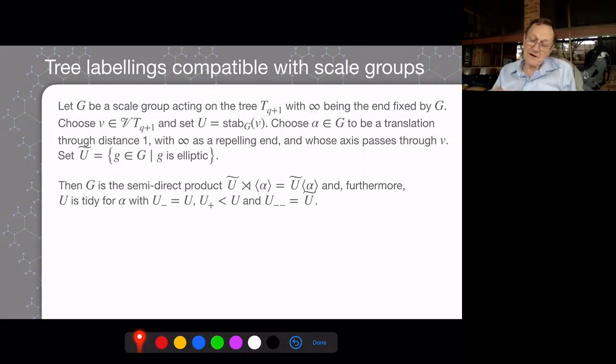Now, there is a translation of the tree that is contained in our group G. This is a consequence of the transitivity of the scale group on the vertices. There is some translation that goes through distance 1, and that has alpha as a repelling end. So we'll choose such an alpha, and then we'll choose some vertex V whose axis passes through V, or some vertex that lies on the axis. And then we'll define U tilde to be the set of all elements g of our scale group such that g is elliptic. So g is elliptic means g has finite orbits.